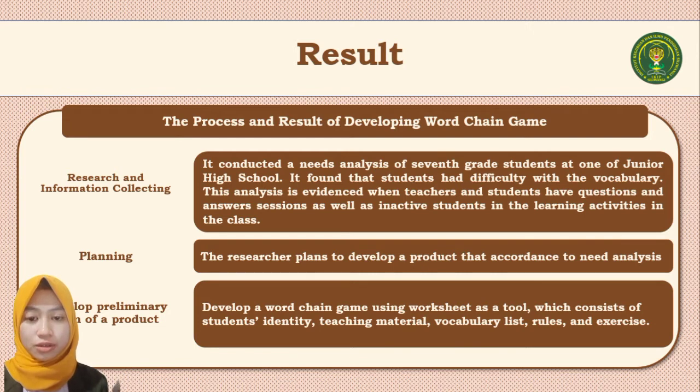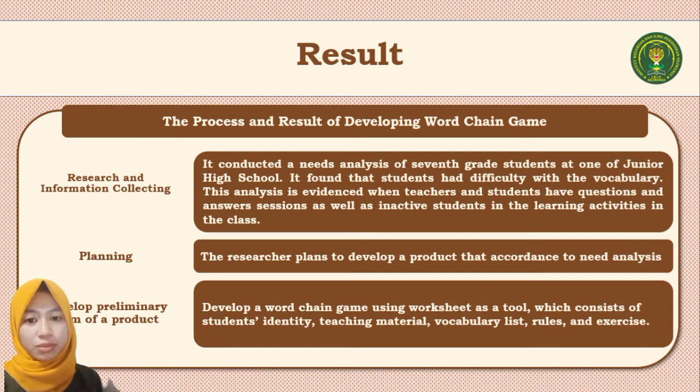The researcher used the stages from Borg and Gall, which were modified by the researcher, to answer research question number 1. In research and information collecting, the researcher conducted a needs analysis of 7th grade students at one junior high school. It found that students had difficulty with vocabulary. This was evident when teachers and students had question and answer sessions, as well as from inactive students in learning activities in the class. In planning, the researcher planned to develop a product in accordance with the needs analysis.